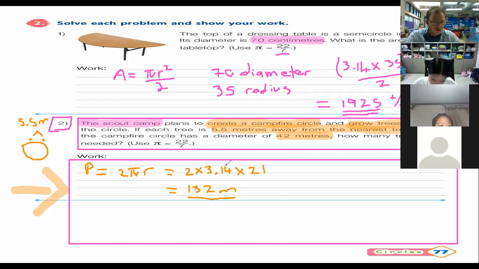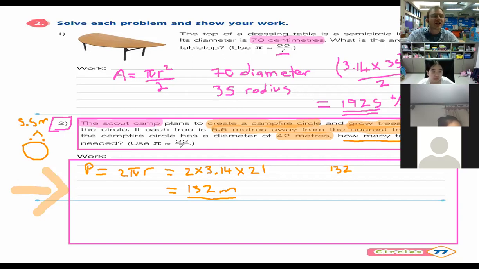So if you calculate that, 2 times 3.14 equals 6.28. 6.28 times 21 rounded up equals 132 meters. If you don't believe me, try and do it and see what the answer is. So now we have the 132 meters perimeter, but that's not what the question is asking. That's only one of the parts needed. The question is asking how many trees are needed.